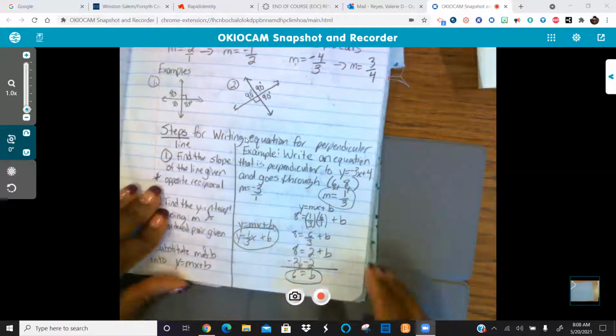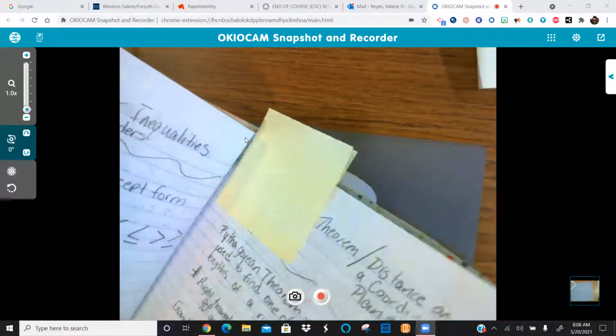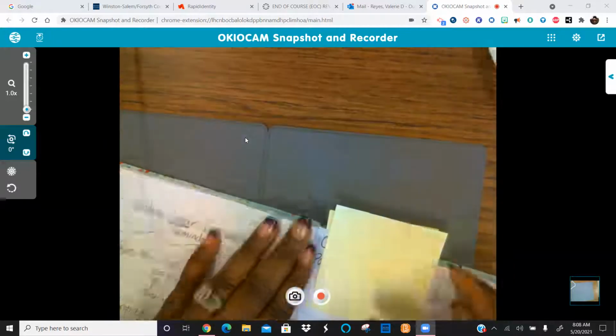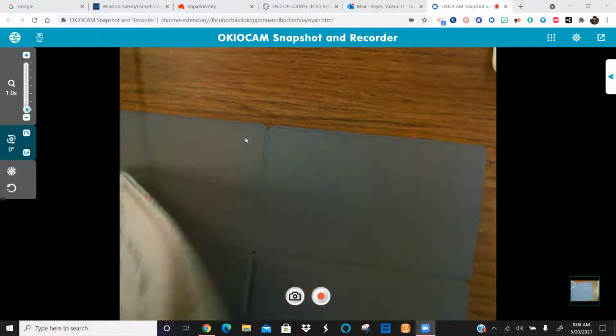If you need to take a picture of that, please do. Okay, pause for the calls or watch it again. All right, the other thing in this unit, geometry section, is Pythagorean theorem and distance on a coordinate plane.